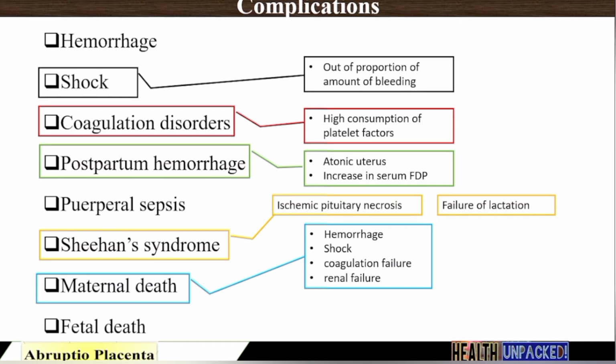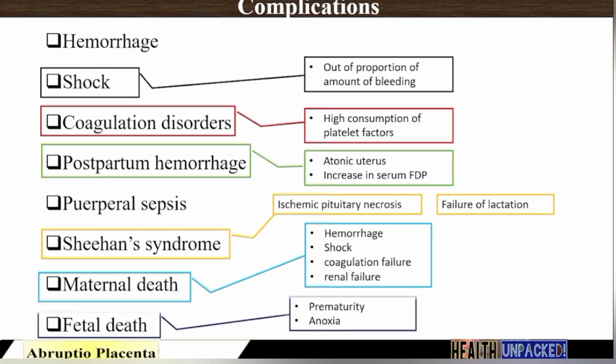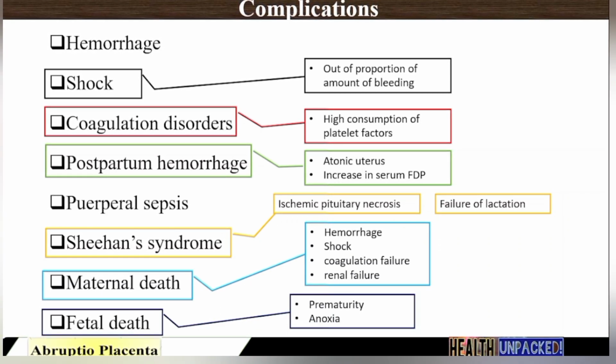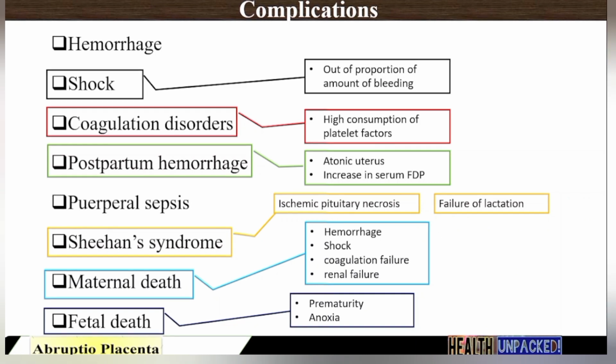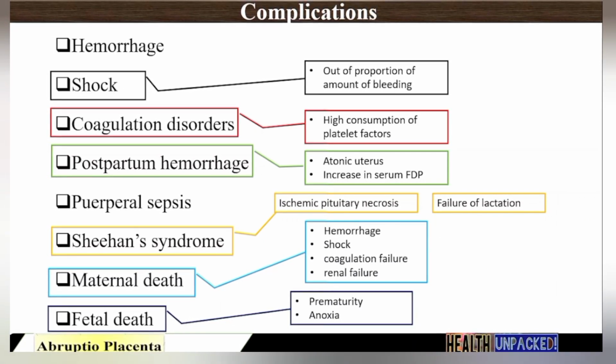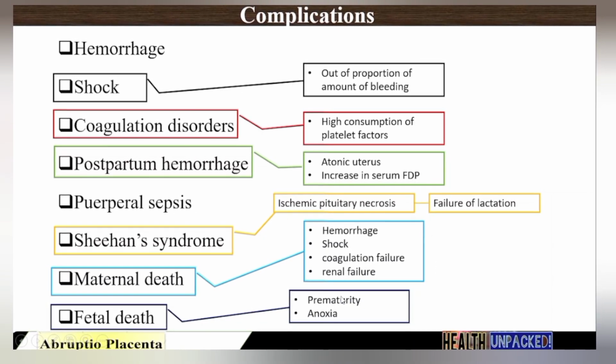Sheehan syndrome is a syndrome in which the pituitary is necrotized due to bleeding. This leads to a failure of lactation. Also, maternal death is usually due to hemorrhage, shock, coagulation failure, and renal failure. Fetal death: the two most common factors of fetal death are prematurity and anoxia. So prematurity is the most common cause of fetal death in abruptio placenta.